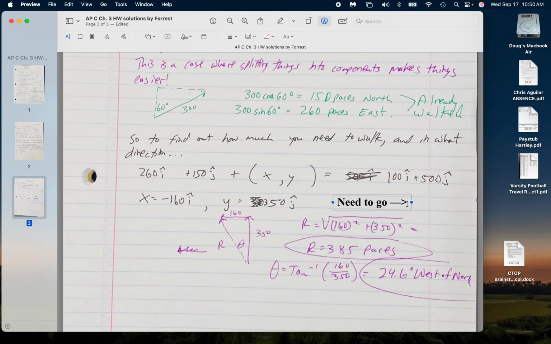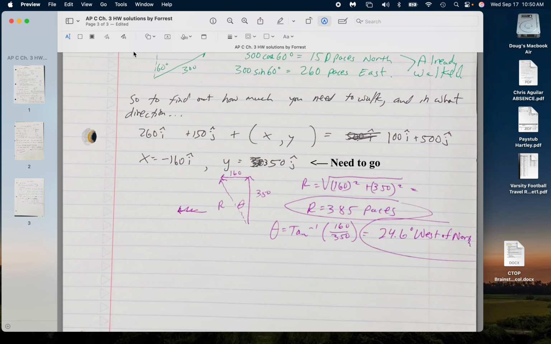Actually, hold on, I'll fix that. So those ones. And so then I just draw that, 350 up, 160 over. They said they wanted the angle west of north, so I draw north first, then west. And that interior angle is west of north. And so it's around 380-ish paces, 25 degrees west of north. So hopefully that helps.